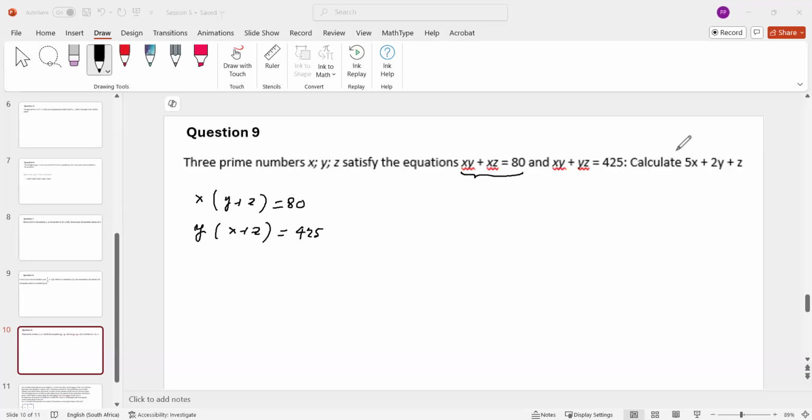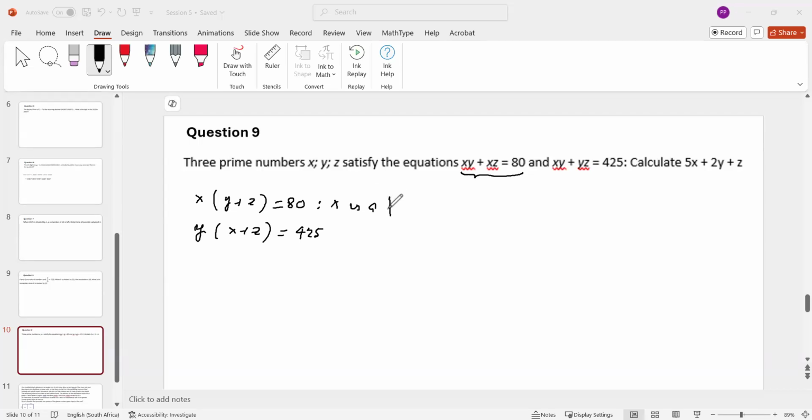Okay, and they say calculate 5x plus 2y plus z. Having written it down like this is very helpful, because what we are saying is that 80, one of its factors is x, and another factor is y plus z. The same thing with 425: one of the factors is y, and the other factor is x plus z.